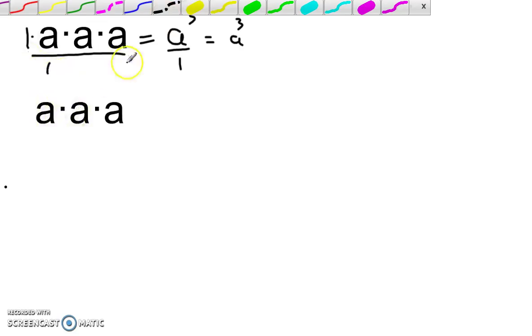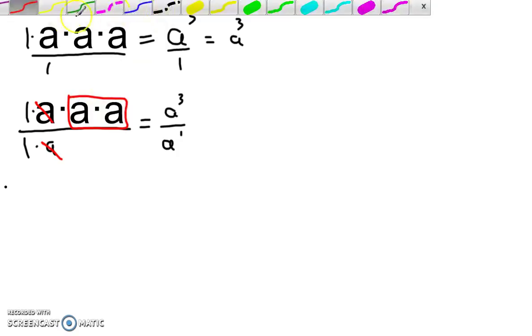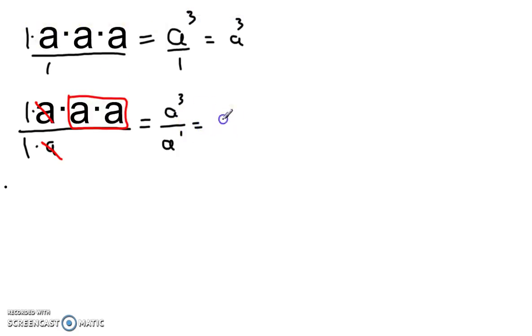If I have, make sure you're writing all of this in your notes, very important, okay? 1 times a times a times a over 1 times a. Now I can write this as a to the third over, there's one factor of a down here, a to the first. Now I can also go back and cancel out 1a with this a. What I'm left with here is 2a's, so canceling out means like I'm taking away. So a to the third power, and I'm taking away 1, so minus 1 gets me a to the second power.